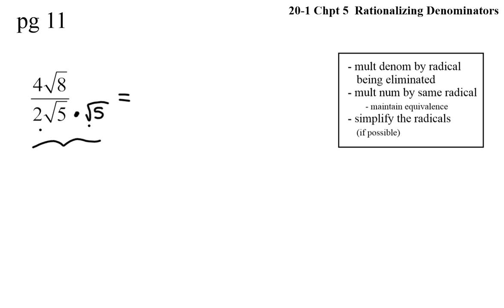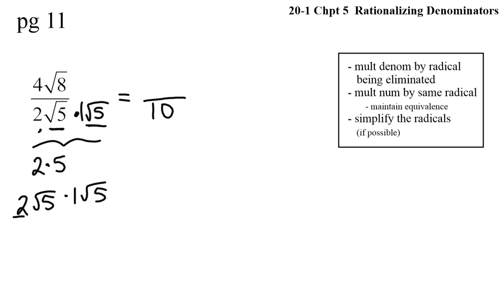2 root 5 times root 5. Well, 2 times the coefficient of 1 is 2. Root 5 times root 5 is just our coefficient of 5. So we end up with 2 for our coefficients times the 5. So we now have a denominator of 10. If you wanted to show more work, just to clarify, 2 root 5 times 1 root 5, 2 root 25, root out the 25, becomes 2 times 5, and there's our 10.